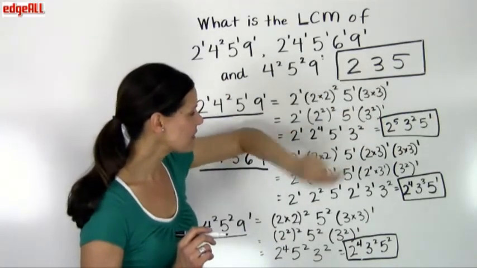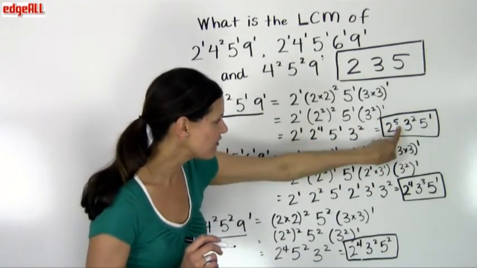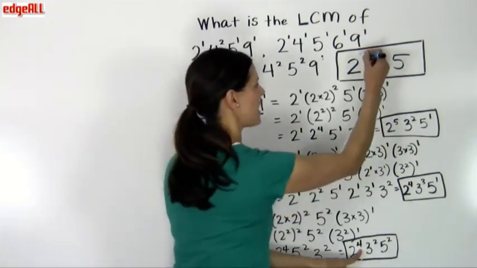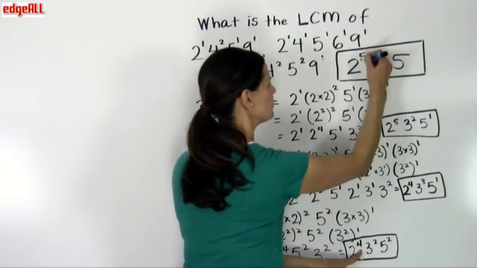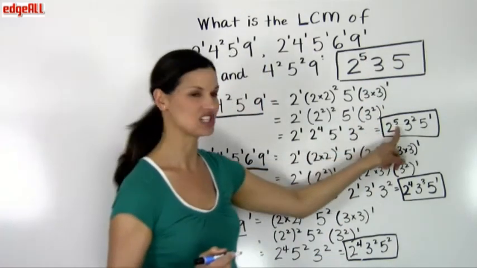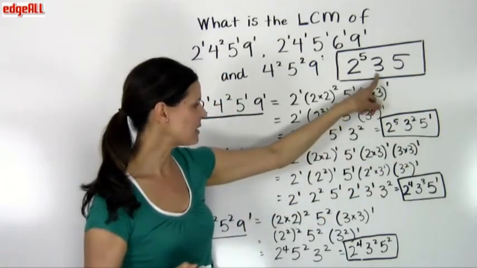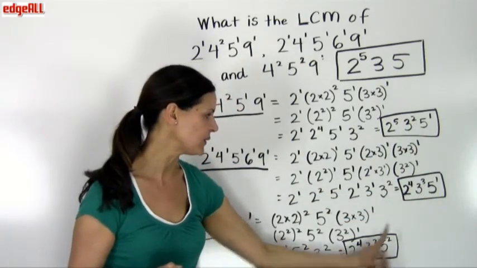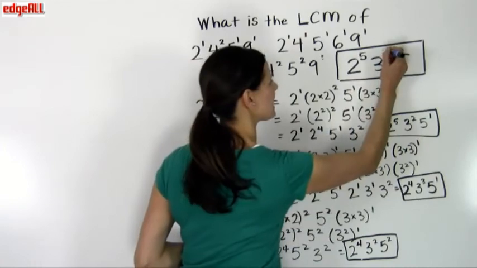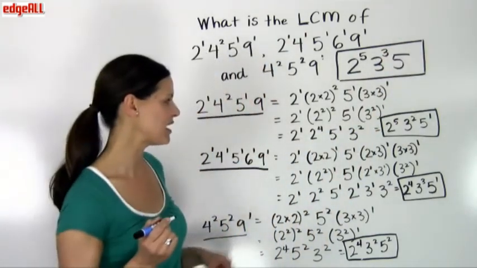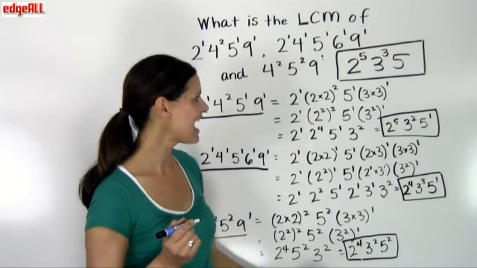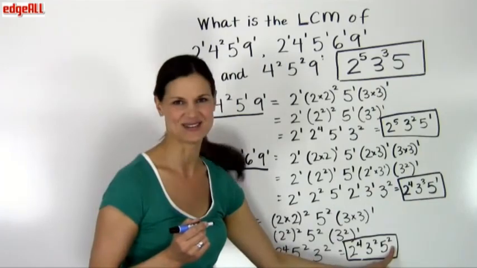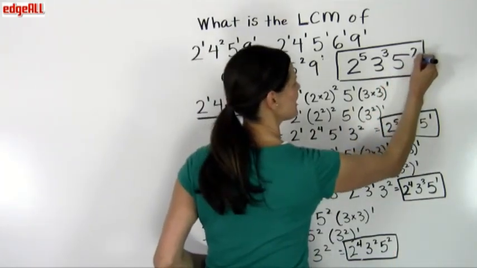So when I look starting with my 2, I see I've got a power 5, a power 4, and a power 4. So I'm going to choose the power 5 for my 2 prime number because that's the largest of the powers. For my prime number 3, I have a power 2, a power 3, and a power 2. So I'm going to choose my power 3, which is the largest of the powers for the 3. And lastly, for my 5, I have power 1 and power 2. So the largest of those is going to be power 2.